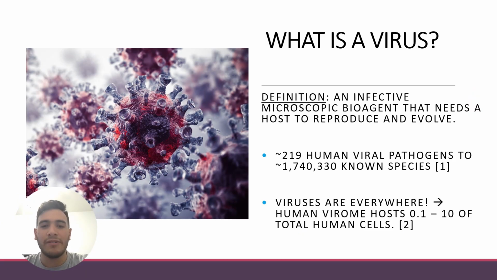What's a virus? A virus is an infecting microscopic bioagent that needs a host to reproduce and evolve. There are around 219 human viral pathogens to almost 2 million known species of viruses. You should also know viruses are everywhere. They're everywhere you think of around the world.